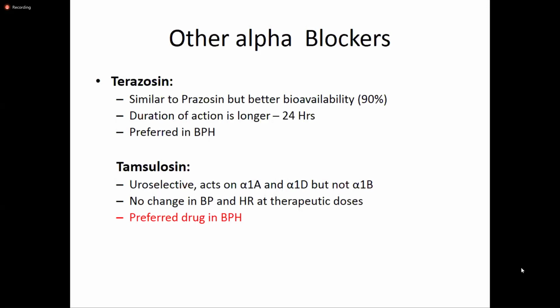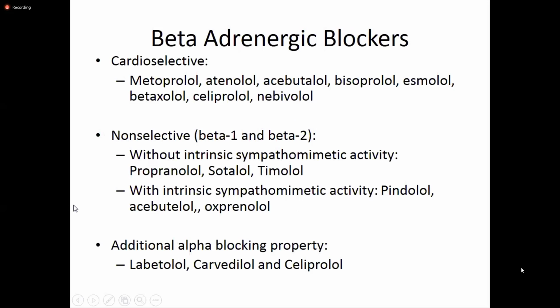So the patients who are suffering from benign prostate hyperplasia but don't have hypertension, then tamsulosin is most commonly preferred. Now coming to the beta-adrenergic blockers. Beta-adrenergic blockers are a group of drugs that will inhibit or block the beta receptors. The most important beta receptors include beta-1 and beta-2.